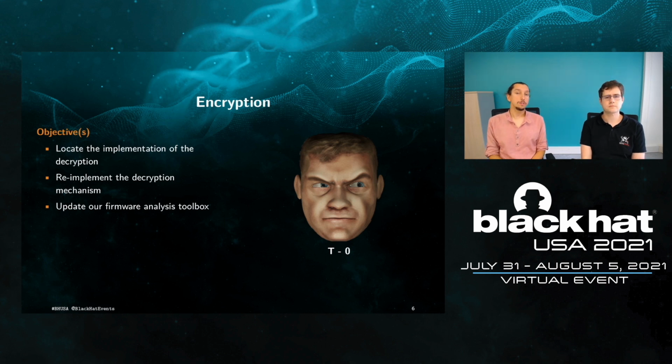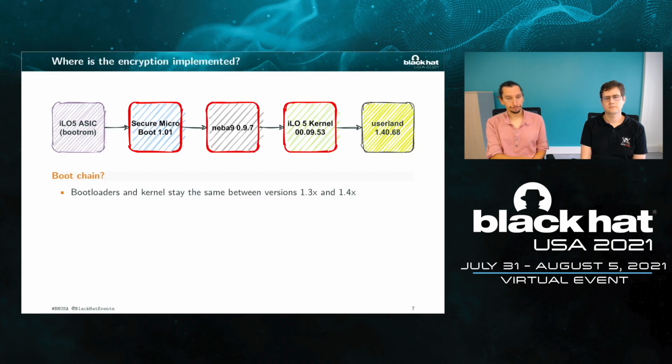Okay, so right now our objective is to understand where the firmware is decrypted by the iLO system. And of course, we want to hopefully re-implement that mechanism and update our firmware analysis toolbox. Our first guess was that the decryption would be implemented quite early in the boot process of the iLO5 system, possibly in one of the first two bootloaders, Secure Microboot or Neba 9, or possibly within the kernel. However, if we compared versions 1.3x and 1.4x, they were exactly the same. There was no change, so the decryption mechanism is not implemented during those boot stages.